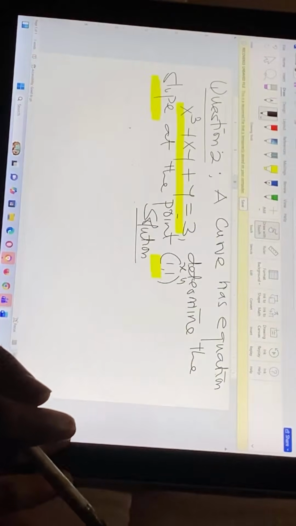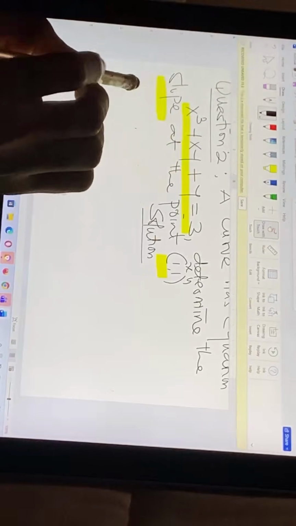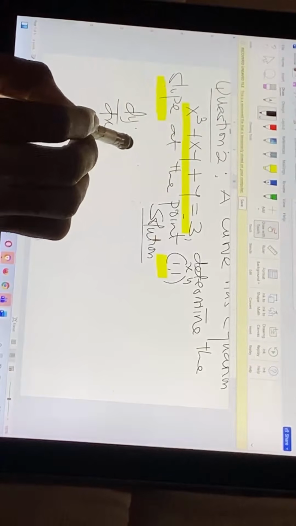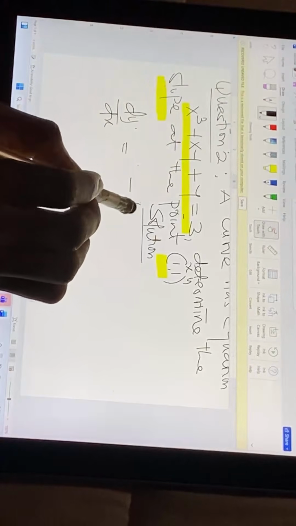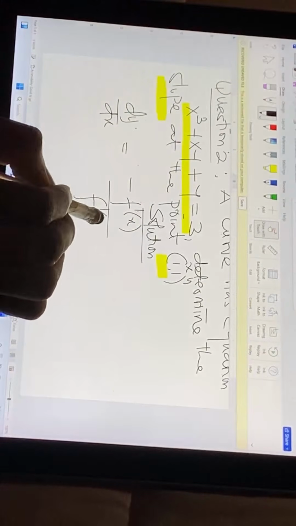Okay, the question now is, how do we differentiate an implicit function? We are running out of time here. There's no need for us to start differentiating and all. It's the shortcut method we are going to use. Now what is the shortcut method here? Our dy dx for an implicit function is equal to minus f prime of s over f prime of y.